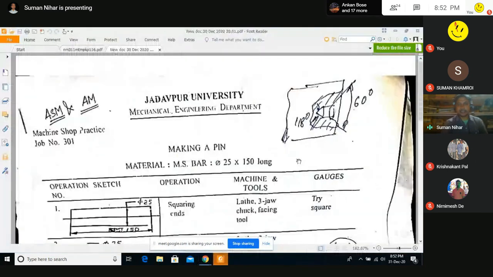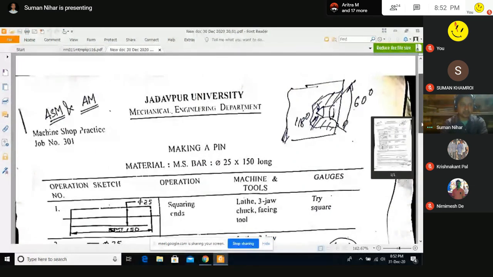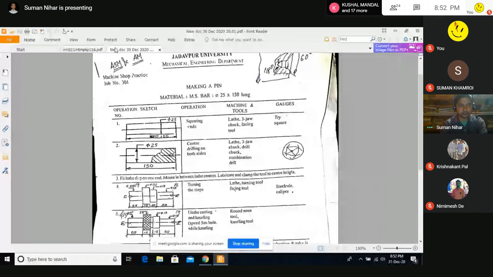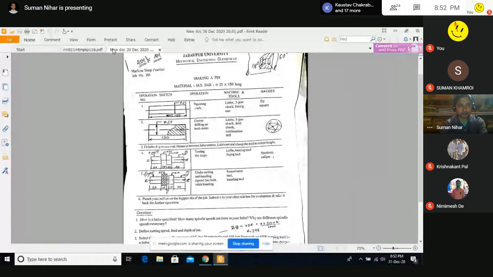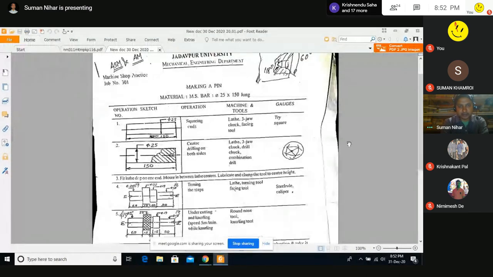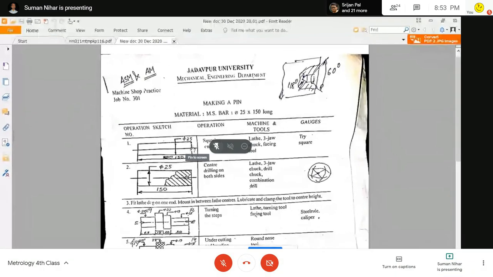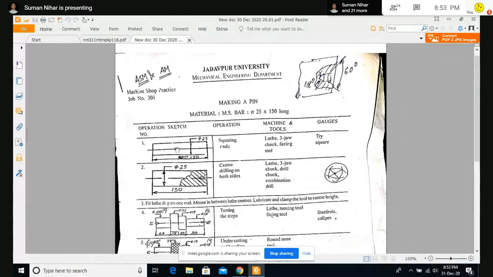Okay, so basically this is your first job sheet. Are you able to view it? Yes, sir. Here you can see that this is your first job, that is making a pin. First, a cylindrical job will be supplied, whose length is 150 millimeter and diameter 25 mm. Then what you have to do? You have to perform facing operation, and you have to perform turning operation over the pin.